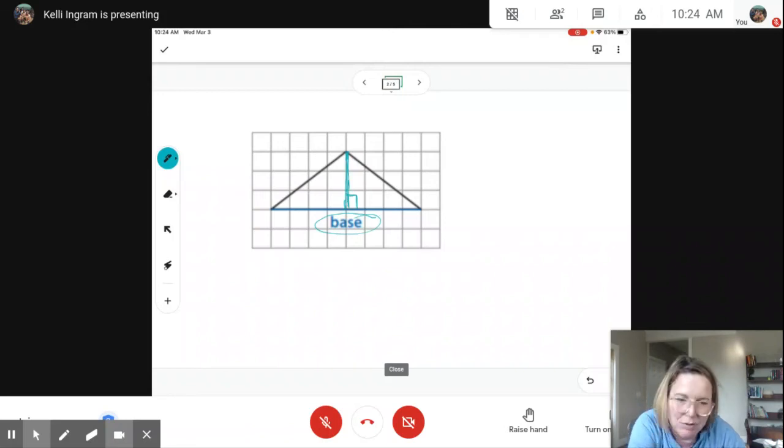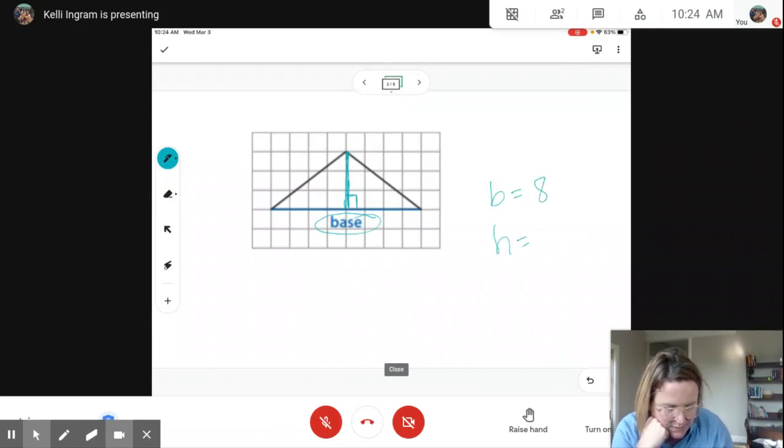And even though they didn't label it for me, you guys, we're on graph paper here, so you could figure that out. My base is 1, 2, 3, 4, 5, 6, 7, 8. My base equals 8 and my height equals 3.